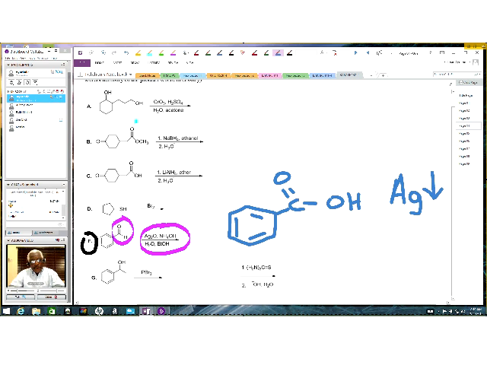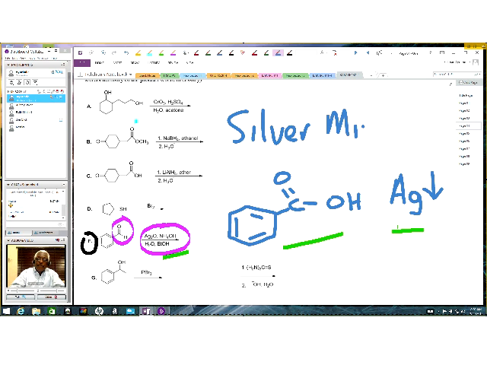Actually, we do use this particular reaction as a test to identify the presence of an aldehyde in a sample. When you add the silver oxide in ammonium hydroxide to any sample, and you have an aldehyde in that sample, you get the carboxylate salt, which can lead to carboxylic acid, and then you get the deposit of silver. And we actually call this a silver mirror test.